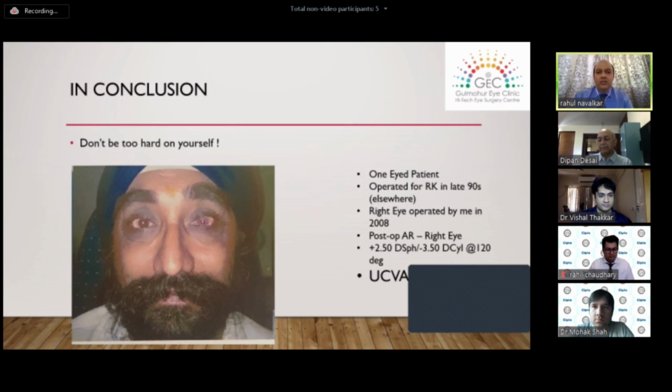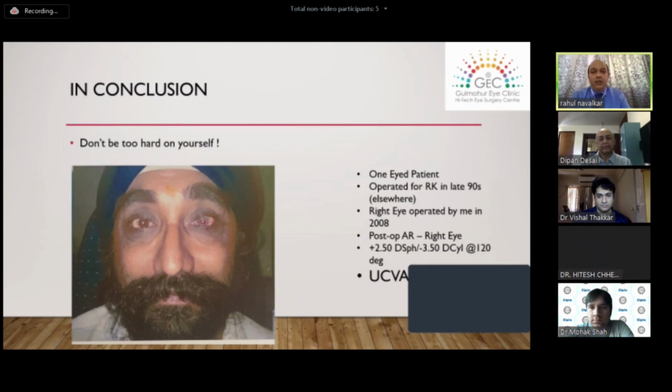I want to just show this case. This gentleman was one-eyed. He had lost his left eye to glaucoma after cataract surgery, after doing RK elsewhere. He was operated for RK in the late 90s. And then the right eye was operated by me for cataract with a clear cornea. Luckily, he didn't have too many cuts and I could find a gap between the RK cuts to go. But you see his post-operative AR showed haywire readings, plus 2.5 diopter sphere with minus 3.5 diopter cylinder. But surprisingly, his uncorrected visual acuity was 6/9.